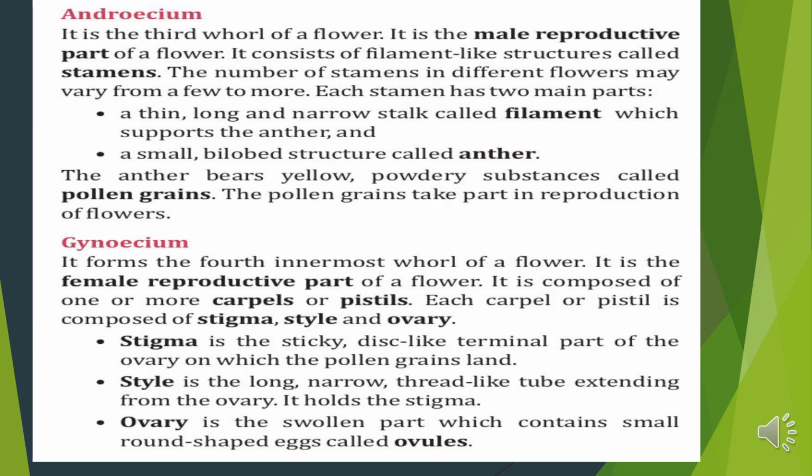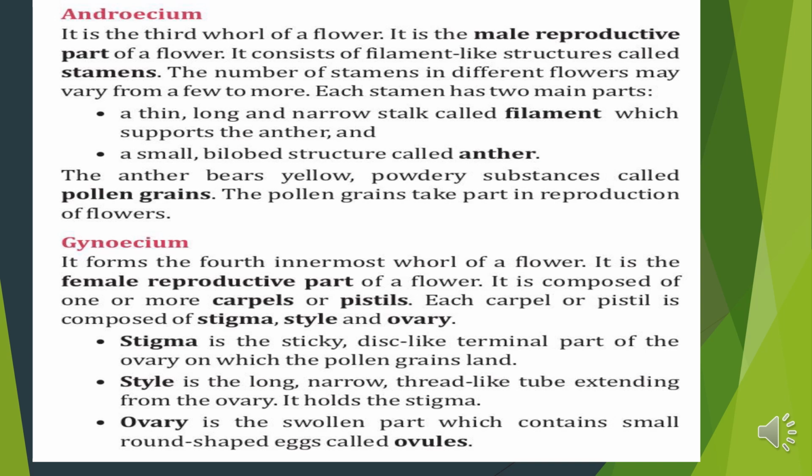Now, the third whorl of a flower is androecium. It is the male reproductive part of a flower. It consists of stamens and anther. The anther bears a yellow powdery substance called pollen grains. The pollen grains take part in the reproduction of the flower.